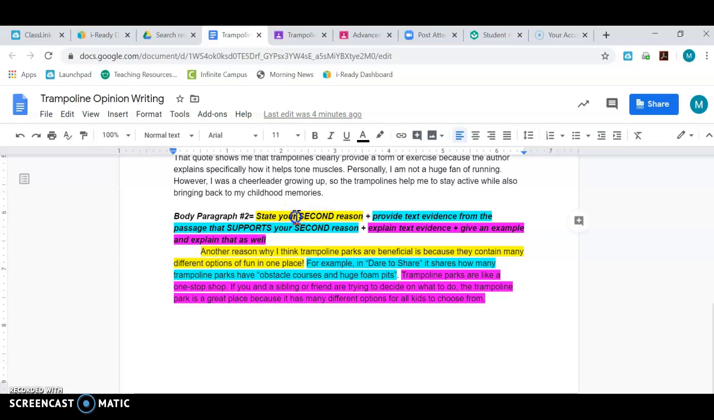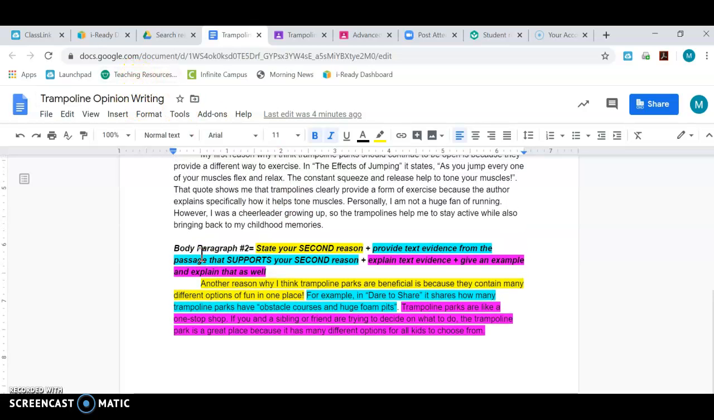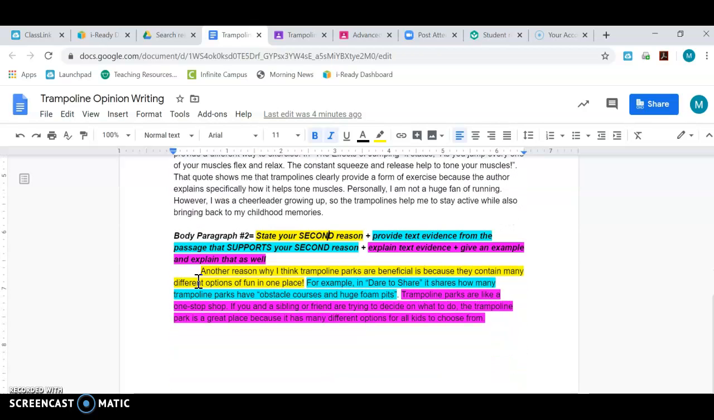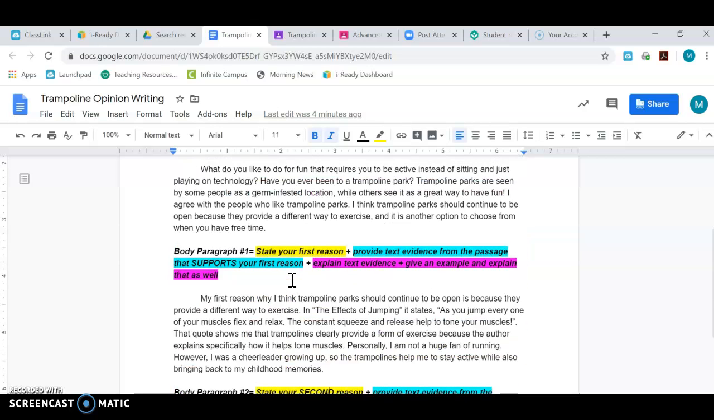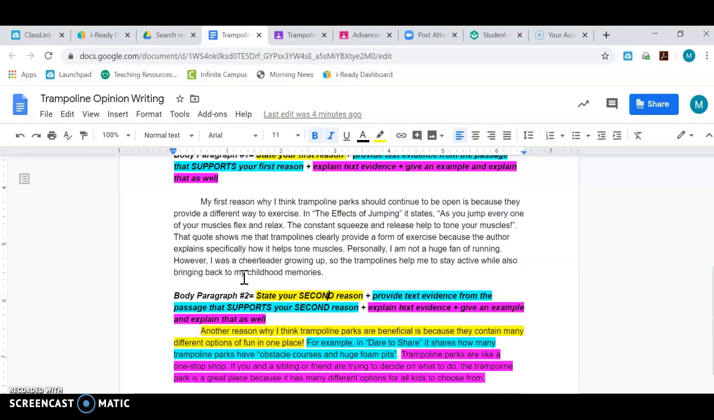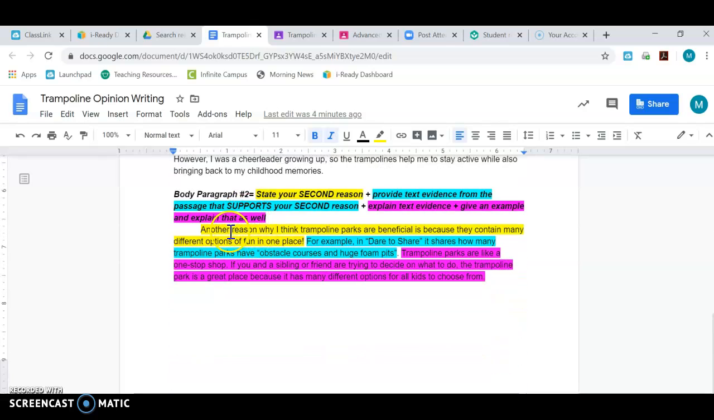The first thing you need to have in a body paragraph is stating your reason, since we're talking about opinion writing. So I stated my second reason. In my first reason, I put my first reason, why. My second reason, I used the words another reason why I think trampoline parks are beneficial is because they contain many different options of fun in one place. So I stated my second reason, which can also be found right here. It's another option to choose from when you have free time, something different. I also included it in the introduction. Anyway, that's your first sentence for your second body paragraph, is stating that second reason, okay?